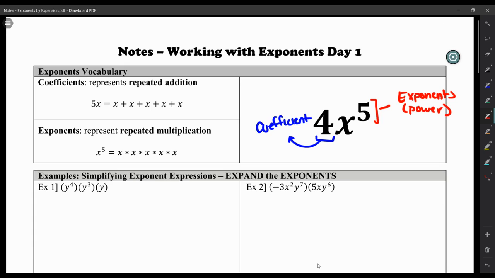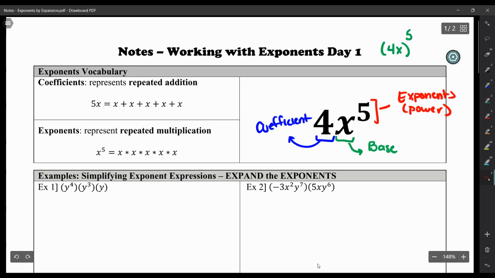Now, whatever the exponent is actually attached to is called the base. In this case, the x is the only thing that the 5 exponent is attached to, so we call the x the base. If there were parentheses, like in this example, parenthesis 4x to the 5th power, that would mean the 4 and the x are attached to the exponent of 5 because of the parentheses. So the base now would be 4x altogether.